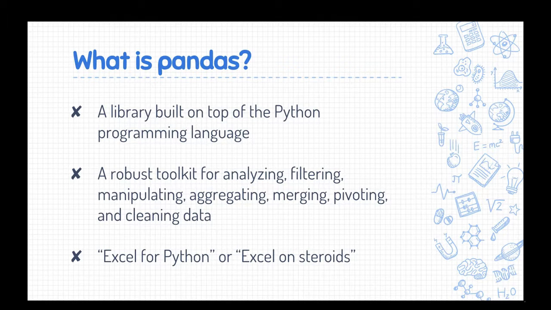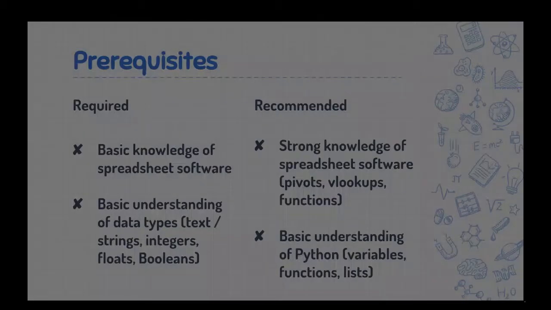So if you're familiar with spreadsheet software like Excel or Numbers on a Mac or Google Sheets, Pandas is basically the same thing. It's just built on top of Python, so I like to call it Excel for Python. However, the advantage of Pandas is that it's a lot more powerful. It can work on data sets that have tens of millions of rows, and it can perform calculations on it within milliseconds, which is why I also like to call it Excel on steroids.